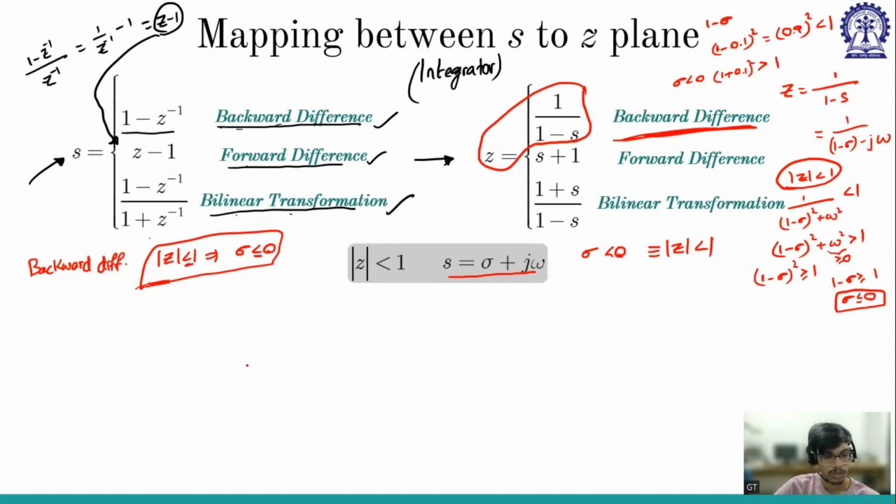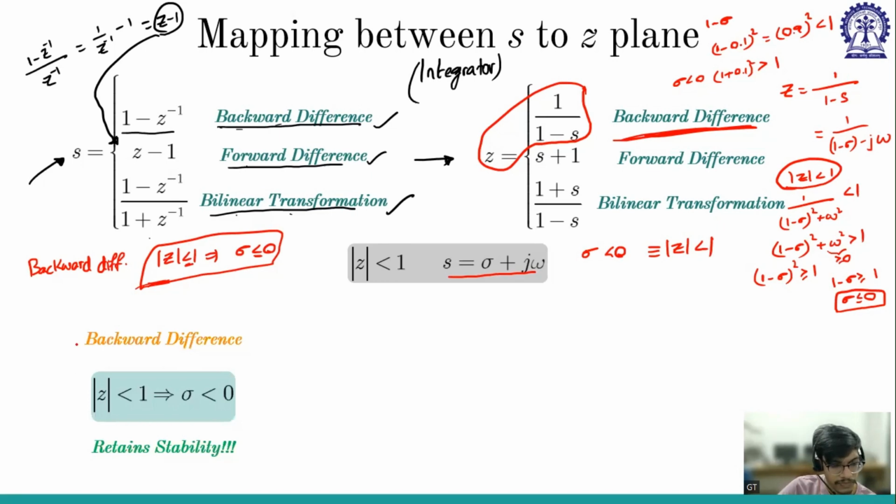Clear. So this is the final outcome. Using backward difference, I took mod Z less than 1 and I am checking whether sigma is less than 0 or not. So it is retaining stability, right? Whatever mod Z less than 1, it is reflecting as sigma less than 0. So if I use backward difference, if my system is unstable in S domain, it will show unstable in Z domain as well. If it is stable in S domain, it will show stable in Z domain as well. So backward difference you can use.